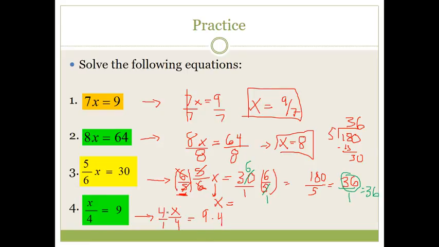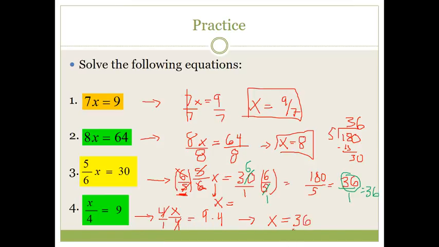Now notice when we have the same number on top and bottom of a fraction, when they're being multiplied, I can cancel them out. So all we're left with on the left-hand side is our x, which was what we were trying to get. And the right-hand side simplifies to 9 times 4, which is simply 36.